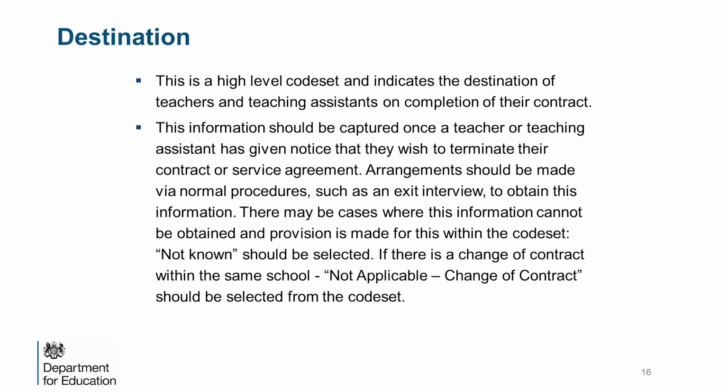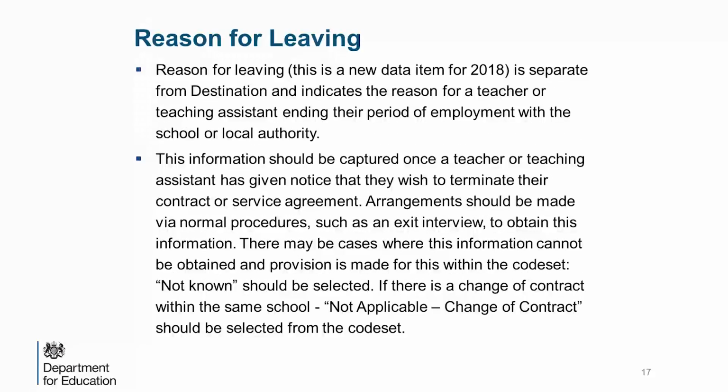Destination information must be provided for all contracted teachers and teaching assistants that left during the previous academic year, from the 1st of September 2017. It is not required for other staff, such as agency staff. Reason for leaving is separate from destination and must be provided for all contracted teachers and teaching assistants that left during the previous academic year. It is not required for other staff such as agency staff.